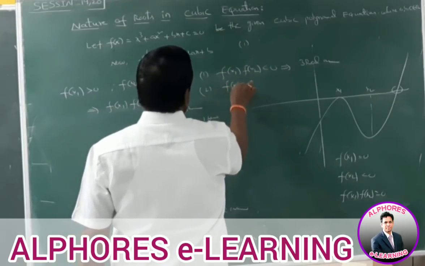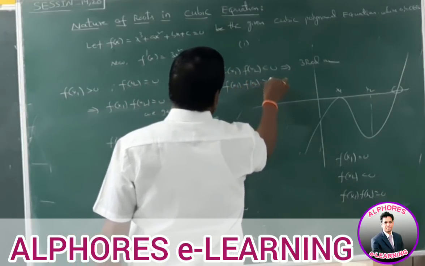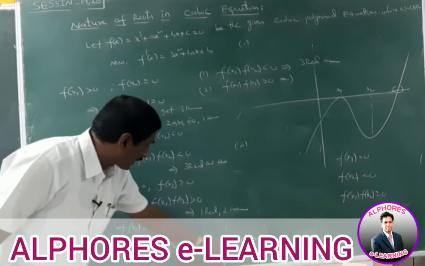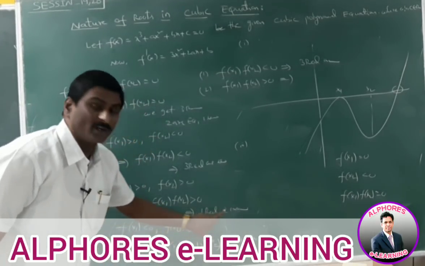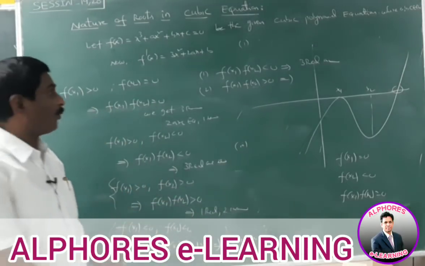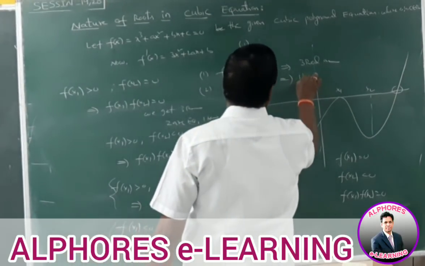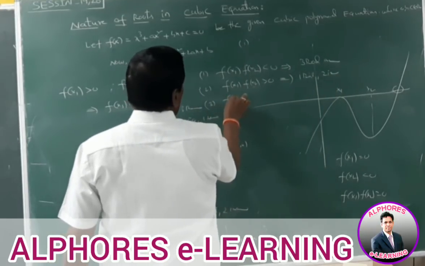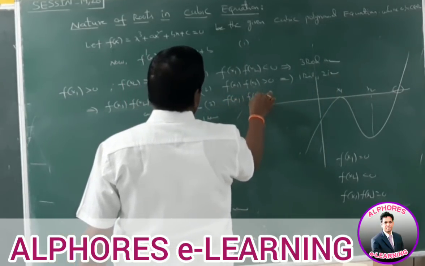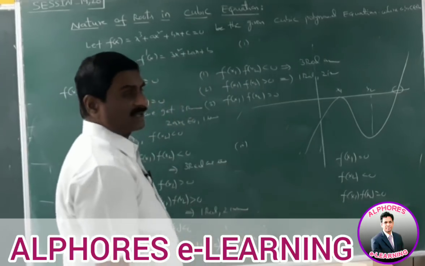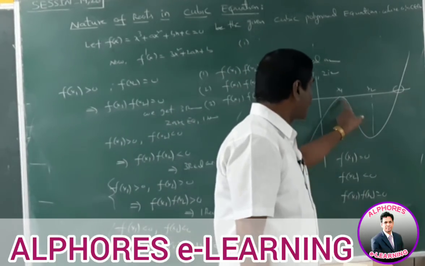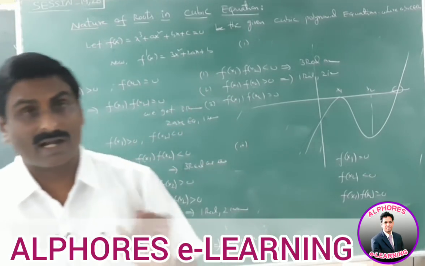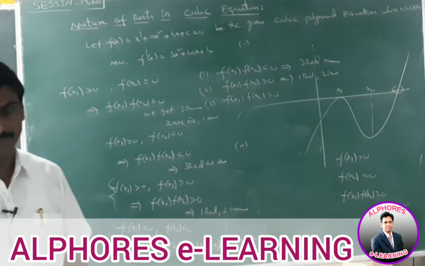If f of x1 into f of x2 is greater than 0, we get 1 real and 2 imaginary. Here also 1 real and 2 imaginary. These two are identical. Next, final, f of x1 into f of x2 is equal to 0. If f of x1 into f of x2 is equal to 0, we get 3 real roots. Out of these, 2 are identical and 1 is different.